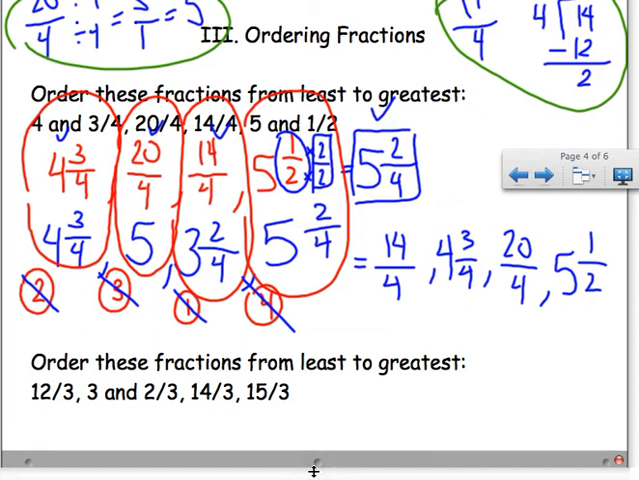Those fractions are 12/3, 3 2/3, 14/3, and 15/3. Stop the video here, order these from least to greatest, and press play when you're ready to check your answer.